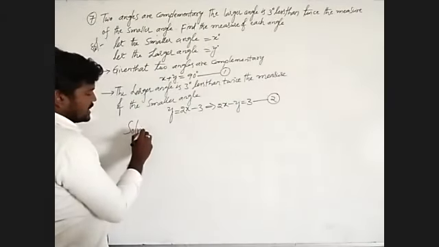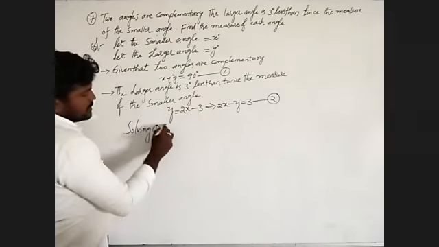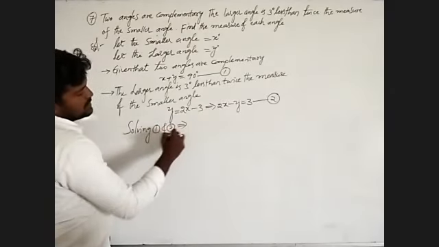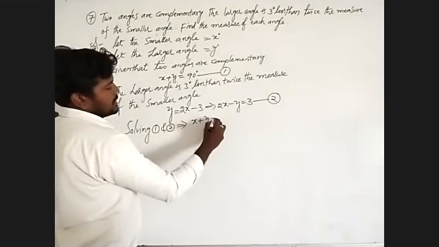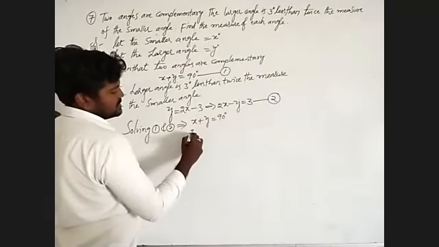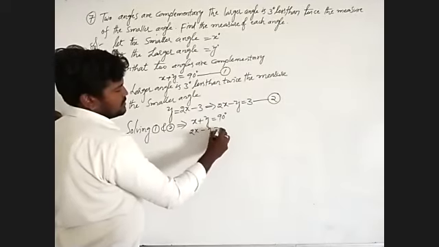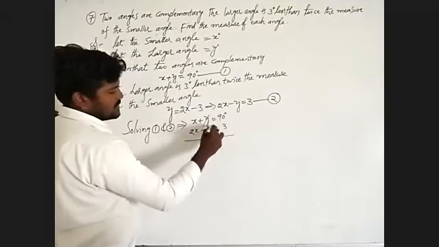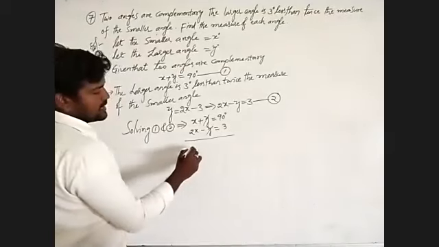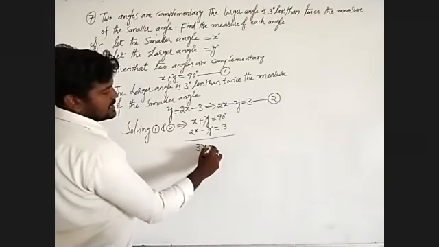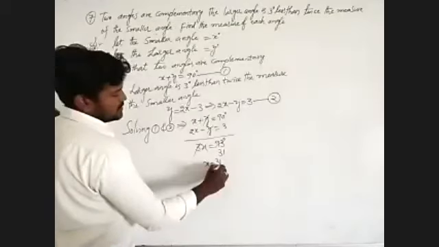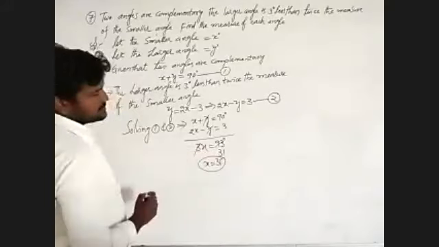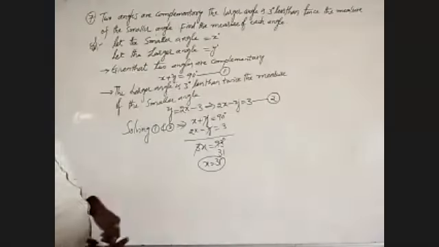Solving 1 and 2, where 1 is x plus y is equal to 90 degrees. After that, 5x minus y will become 3. That means plus y and minus y will be cancelled. That is 6x is equal to 93 degrees. The answer is equal to 15.5 degrees. x is equal to 31 degrees.